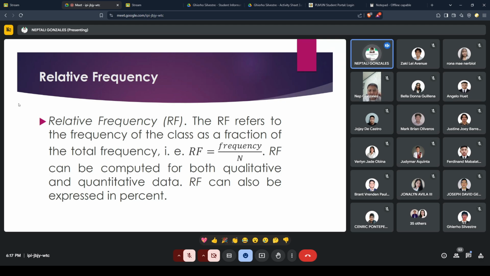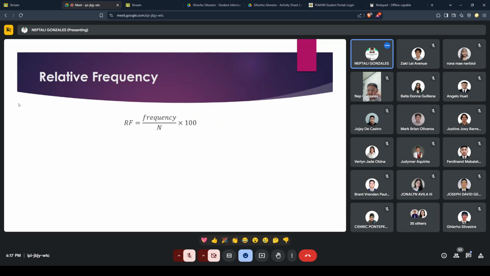So the relative frequency or RF refers to the frequency of the class as a fraction of the total frequency. It is given by the formula RF is equal to the frequency, the previous column, divided by N or the number of observations. RF can be computed for both qualitative and quantitative data. And RF can also be expressed in percent. So all you have to do is to divide the frequency by the number of observations times 100 so that the final resulting value is already in percentage. So RF is equal to frequency divided by N times 100.